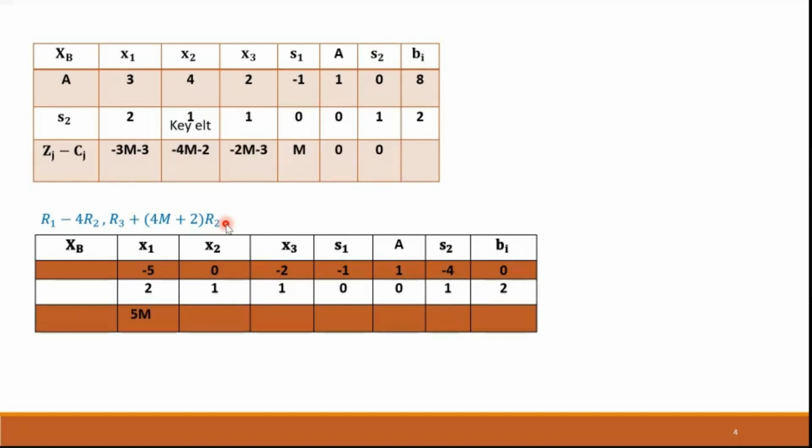So let me check my answer. 5m plus 1. ठीक है. Second element तो 0 हो जाएगा. Third में क्या आएगा? Minus 2m minus 3. R3 के बदले minus 2m minus 3 plus 4m plus 2 into 1. What is this element? X3 column के नीचे क्या आएगा देखो. Simplify करके बताओ मुझे.